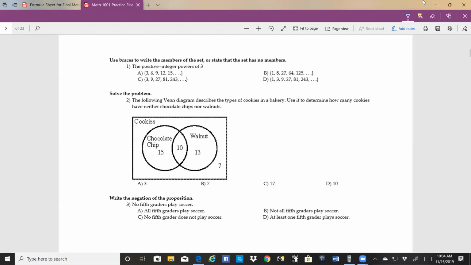Number one, use braces to write the members of the set or state that the set has no members. And the set we're talking about is the positive integer powers of 3. Well, that would be 3 to the 1 power is 3. 3 to the second power is 9. 3 to the third power is 27, and so forth and so on. You can see that that answer is C.